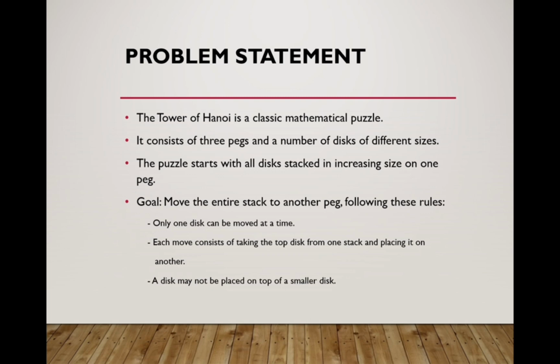A move means taking the top disk from one peg and placing it on the other peg. No larger disk can be placed on top of a smaller disk. This prevents breaking the order. Finally, the puzzle is important because it demonstrates precision problem solving. For n disks, the minimum number of moves required is 2 power n minus 1.